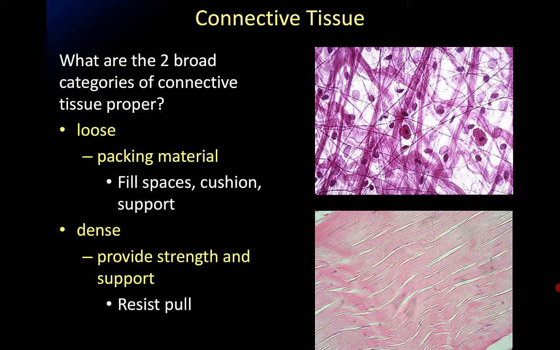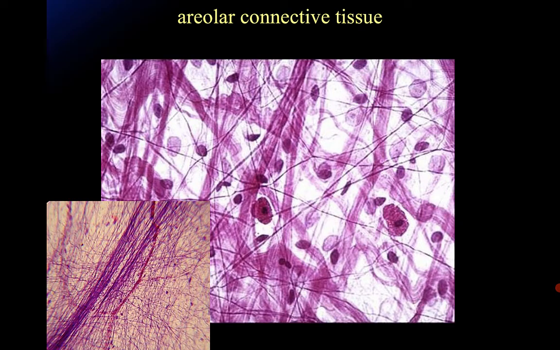In the case of this particular one, since all the fibers go in one direction, it's resisting pull in one direction. So let's go ahead and take a look at some of these connective tissues now. We're looking only at this point at connective tissue proper, and we're going to start here with areolar connective tissue, which is again going to be loose.